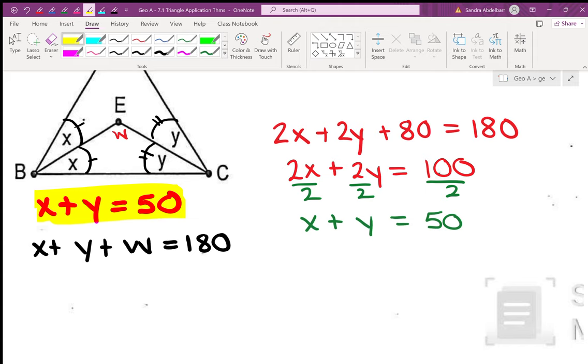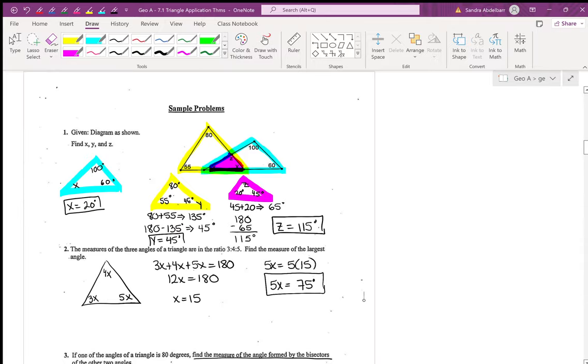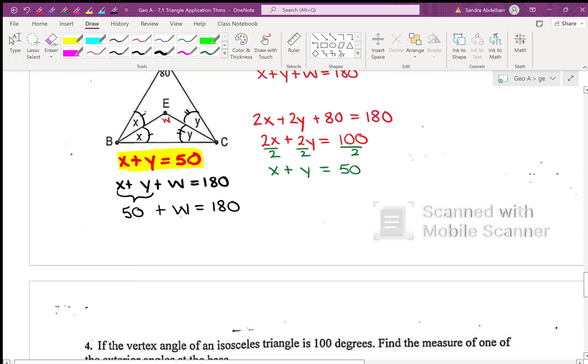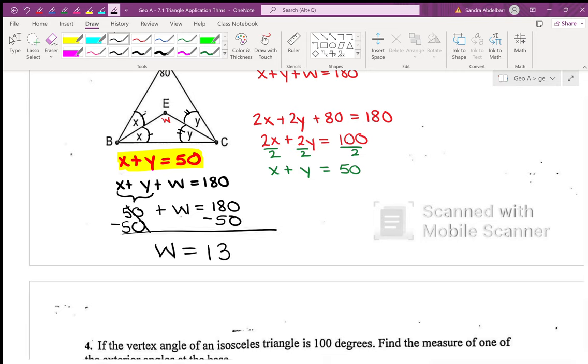Well, in this bottom equation, aren't I adding an X plus Y? So what does that have to equal? An X plus a Y has to equal 50. So what I'm going to do is take this X plus Y and replace it with 50. So now I'm going to have 50 plus W equals 180. So what does W have to equal? Subtract that 50. And we get W is equal to 130.